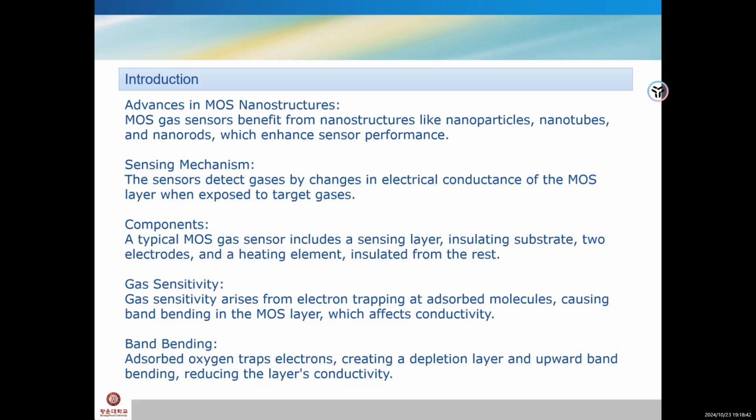Gas sensitivity. Gas sensitivity arises from electron trapping at adsorbed molecules, causing band bending in the MOS layer, which affects conductivity. Band bending. Adsorbed oxygen traps electrons, creating a depletion layer and upward band bending, reducing the layer's conductivity.